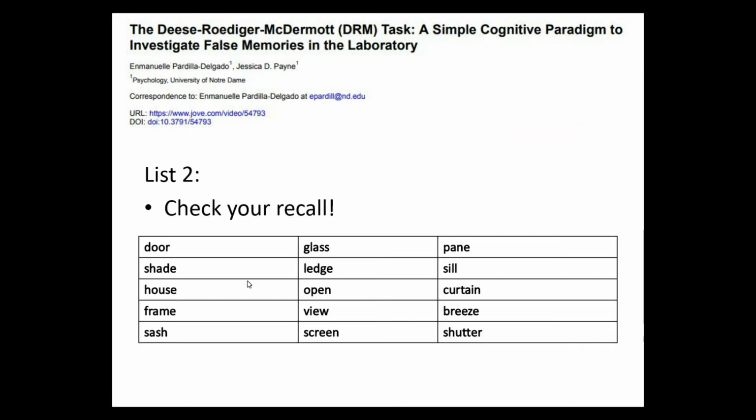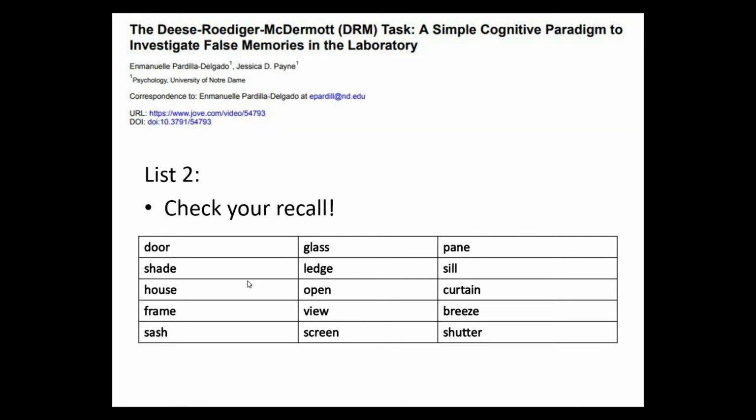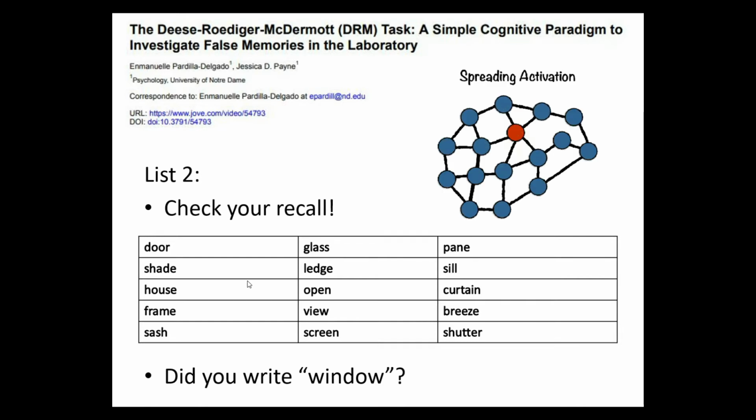List 2. Check your recall. How well did you do? And before I give you the target word we were trying to get you to erroneously recall, what do you think it is? Is it on your list? 65% of participants erroneously write window and are quite convinced that they heard window. And as you can see, we have window pretty well surrounded in terms of the concepts that we've activated here.